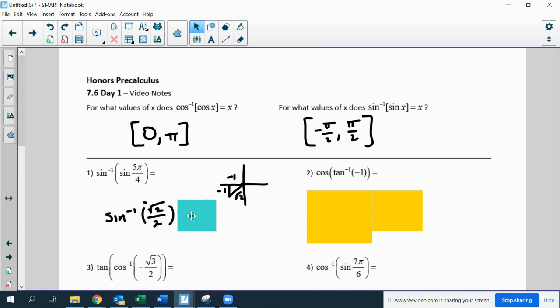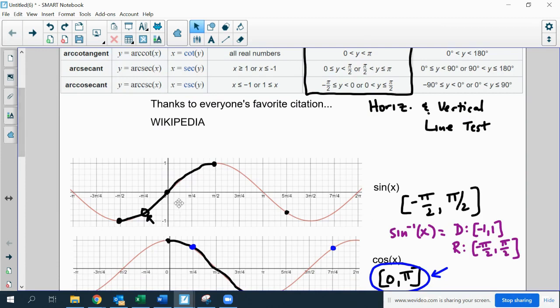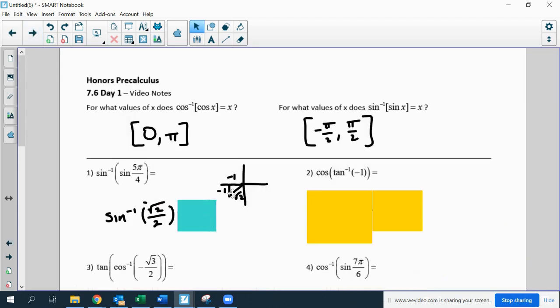And then when I look at the graph of sine, if I try 5 pi over 4, I'm not actually going to get that back when I plug it into sine inverse because my range is negative pi over 2 to pi over 2. So I would have to get some value in there that has the exact same y value in sine, but is within the range of sine inverse. So that's going to be negative pi over 4.